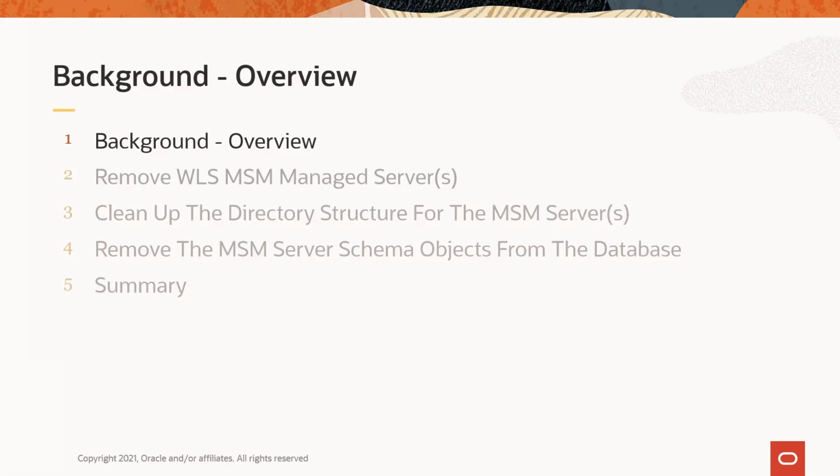The prerequisites are to have an Oracle Access Manager 11G environment that uses MSM. This 11G environment has been upgraded from OAM 11.1.2.3 to OAM 12.2.1.3. There are three areas that MSM will need to be removed from: the WLS domain, the WLS domain directory structure, and the database. The order by which they are removed is not critical. At the conclusion of this presentation, you should have a better understanding of the steps required to remove MSM from the WebLogic configuration, the directory structure, and the database.